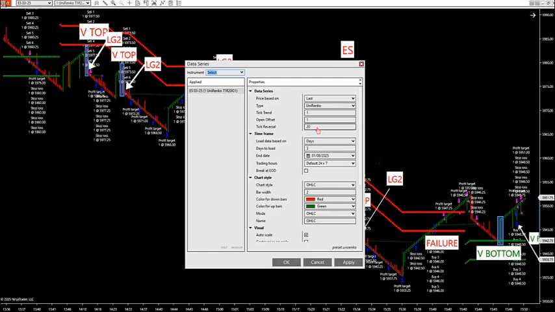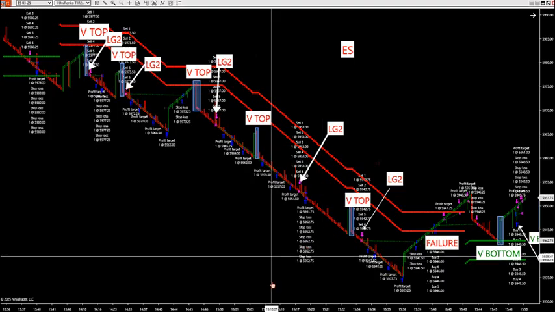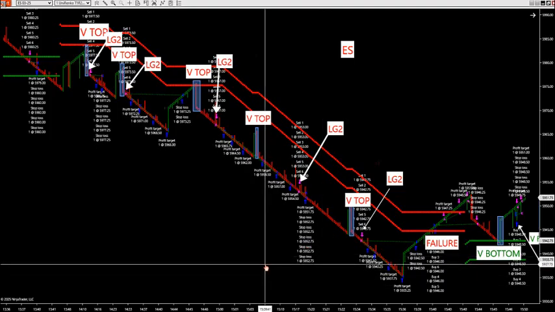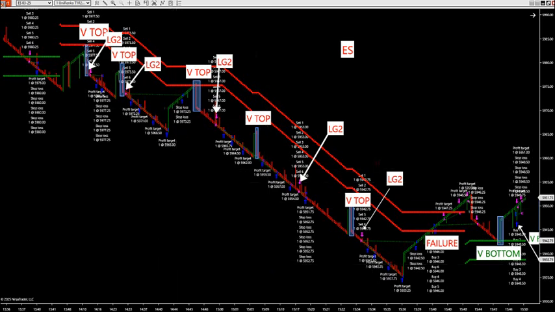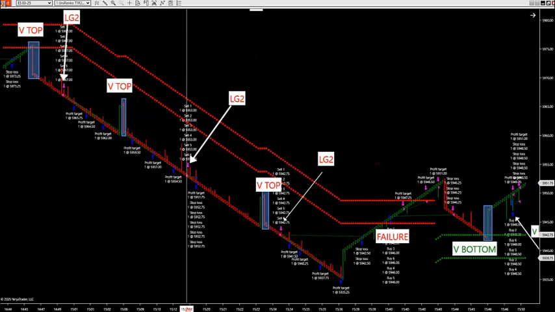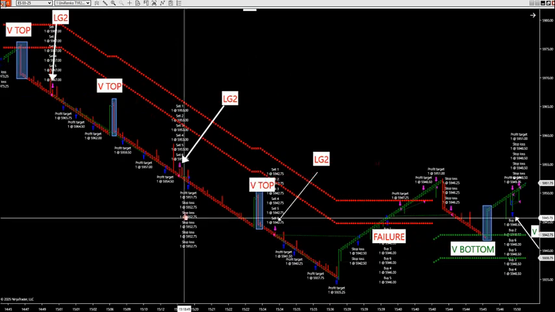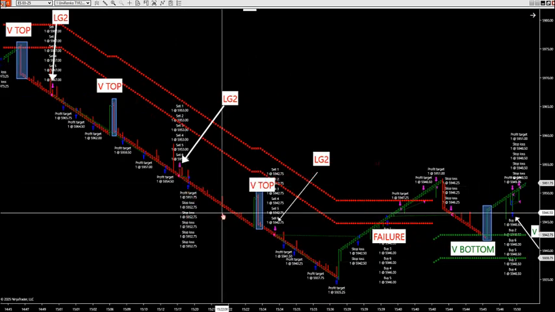Now you don't have to use the 1/120. You can use larger Renkos if you want fewer V-tops: 1/125, 1/130, 1/135, 1/140, etc. I go over that in the PDF for you. But in the live room, we show a 1/120 for the V-tops and V-bottoms, and then the liquidity grabs can marry right up to that.